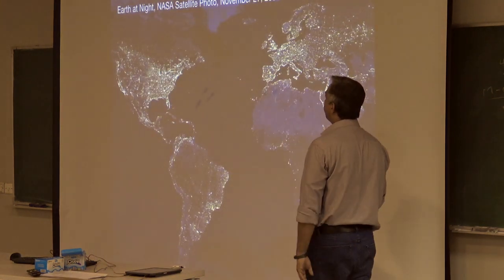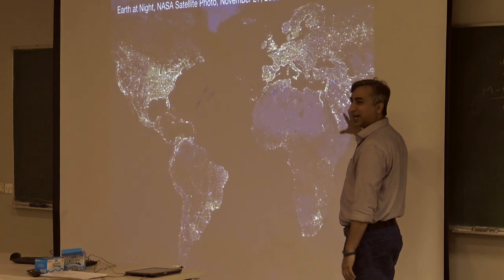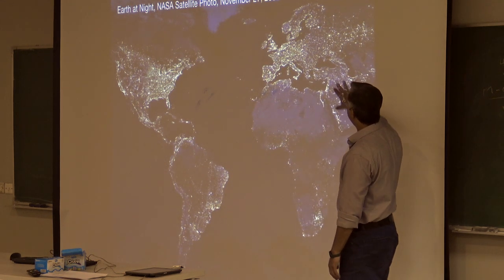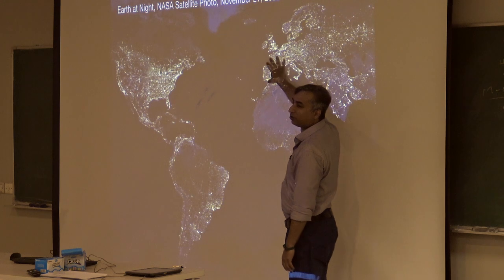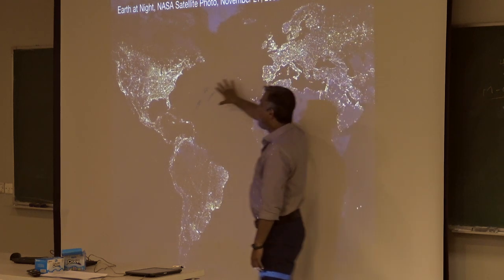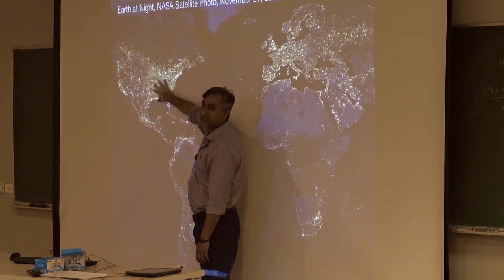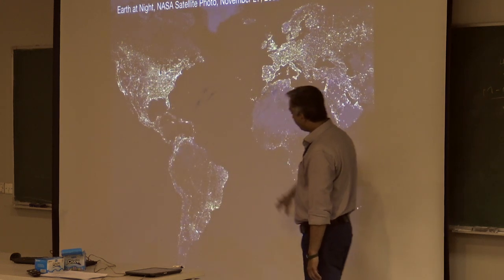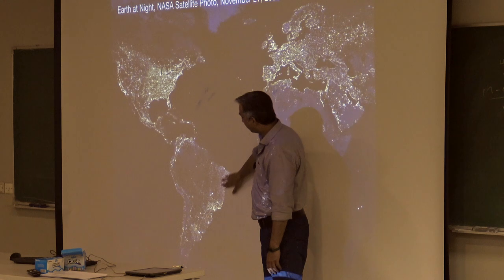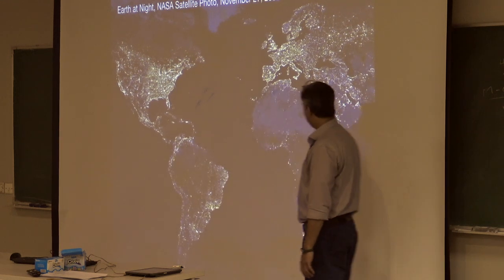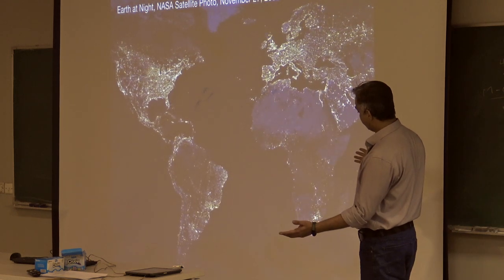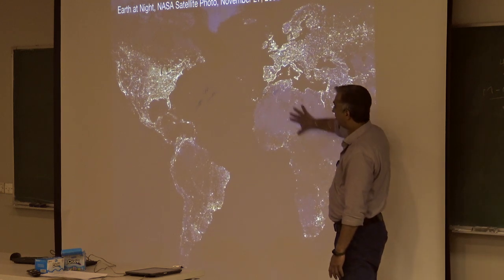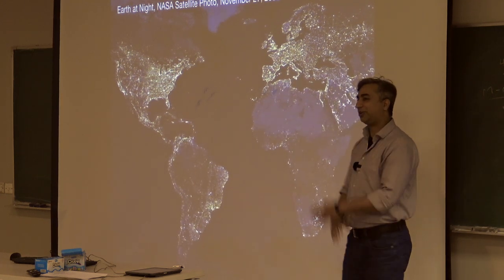So here's a very interesting map. This is a map of the world at night taken by NASA. And you can see all the lights in Europe. Oh my God, Europe is so full of lights. And you can see all the lights in America, especially on the eastern coast. Western coast, there's nobody. And you can see some lights here in Brazil, and other parts of South America. But look at the African continent. It's mostly all of it dark. Right? All of it is dark.